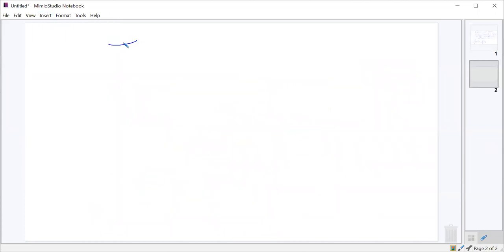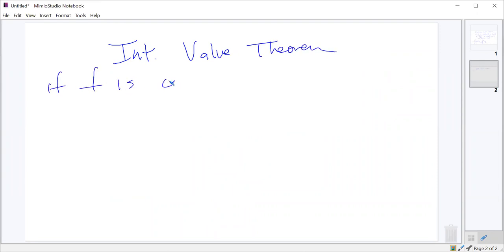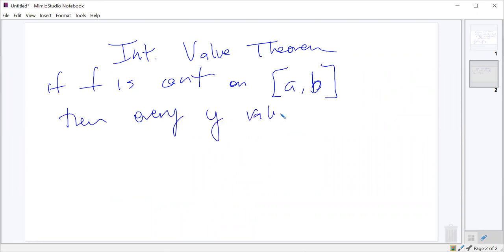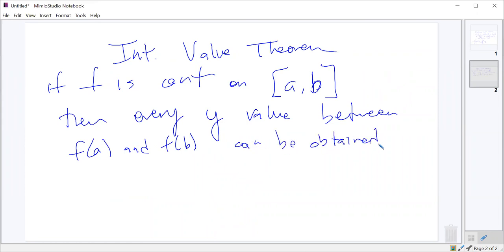Okay. Next one is the intermediate value theorem. Intermediate value theorem says if f is continuous on A to B, then every y value between f of A and f of B can be obtained from an x value on A to B.